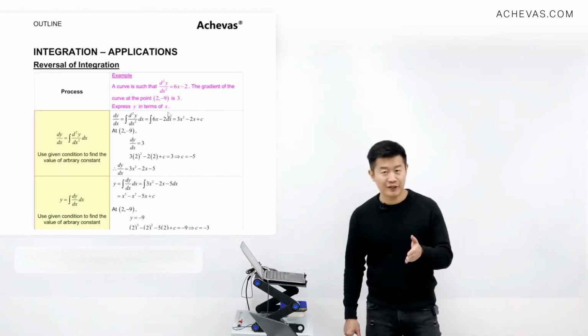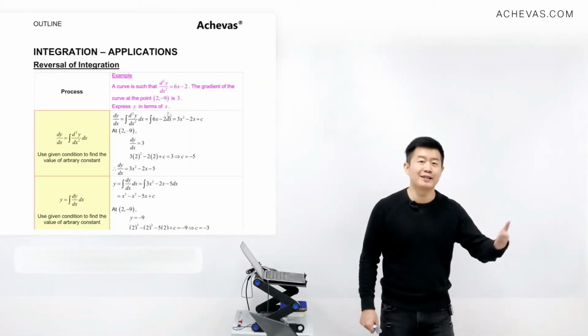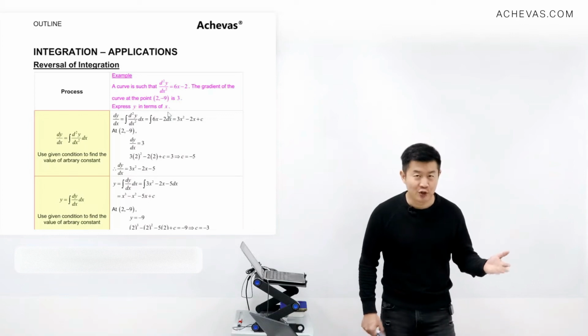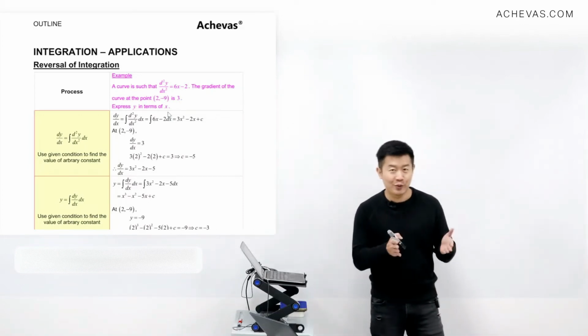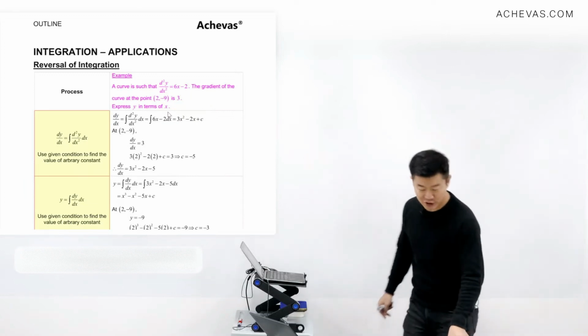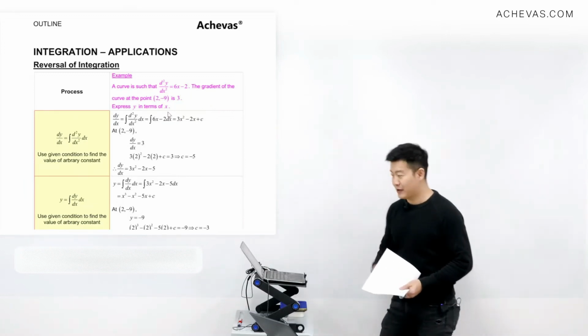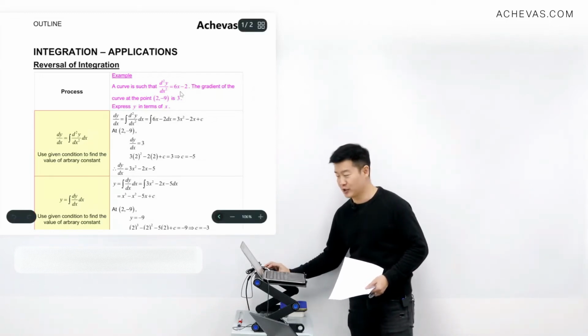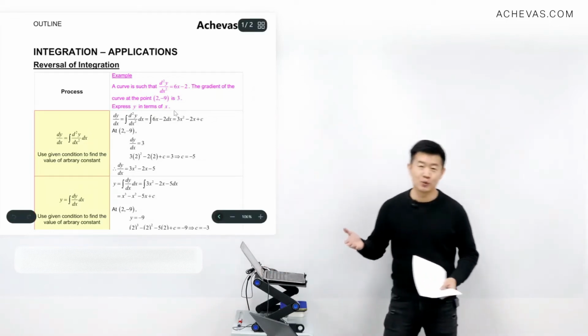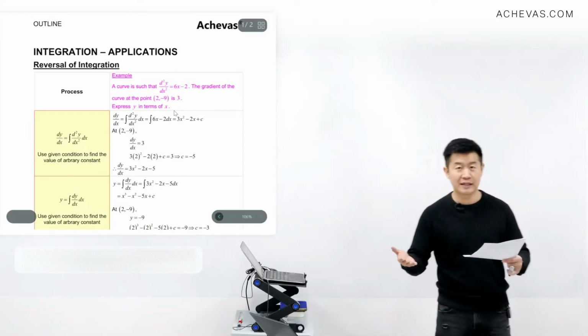Previously, we have introduced integration as the process that reverses the process of differentiation. So the first application that we're going to be looking at now is to use integration to reverse the process of differentiation. The question in front of us is, when we are given d squared y dx squared, which is 6x minus 2, we are supposed to reverse back the process to get y in terms of x.